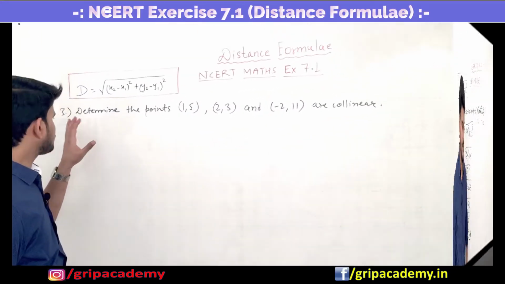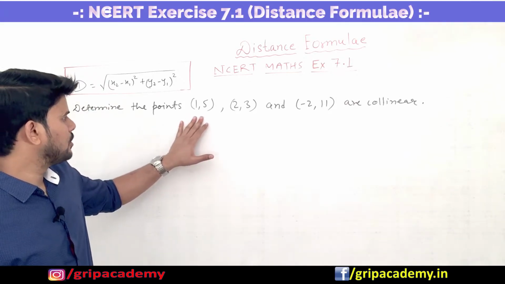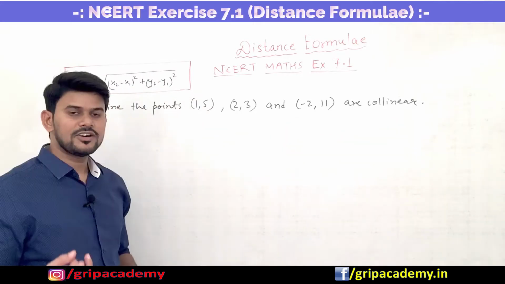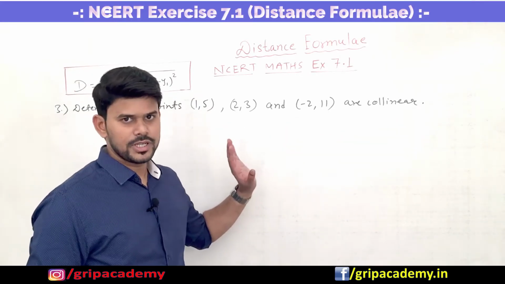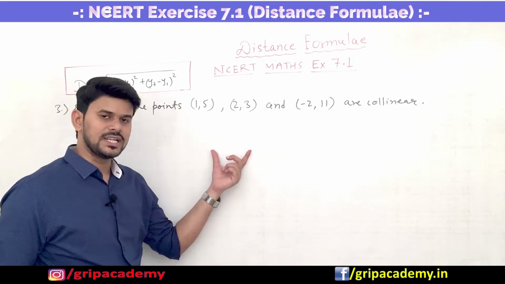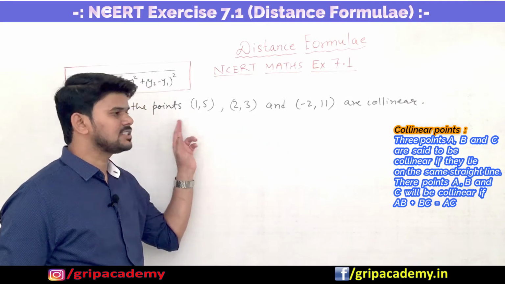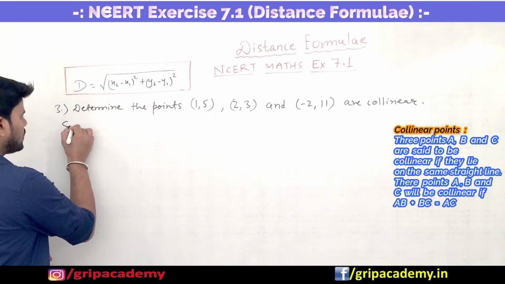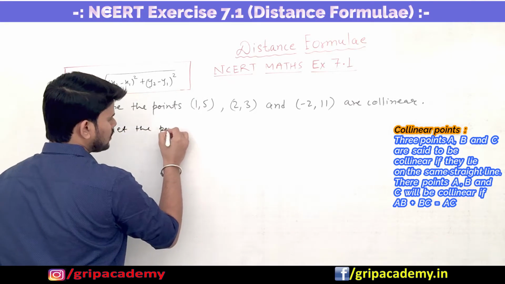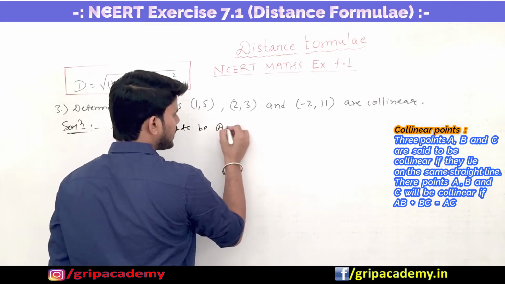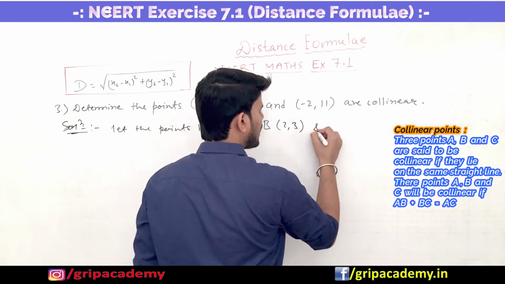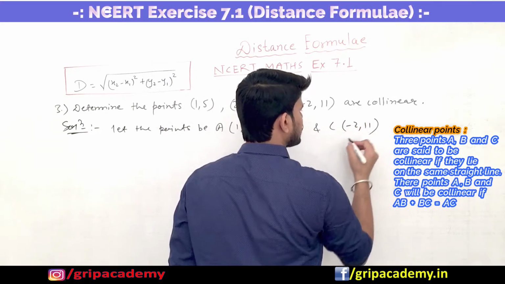Okay. So question number 3 is determine if the points 1, 5, 2, 3 and minus 2, 11 are collinear. Okay. So I had already solved one question on this concept. So I had told you that when 3 points will be collinear. Okay. So when sum of the length of two sides is equal to the length of the third side, then the 3 points are collinear. So let's solve. So let the points be A 1, 5, B 2, 3 and C minus 2, 11.